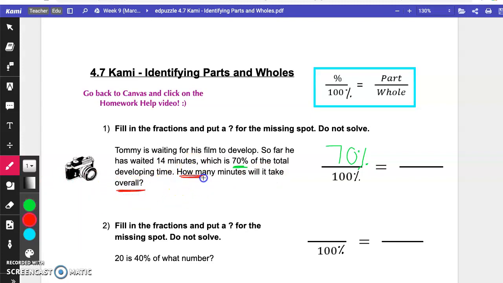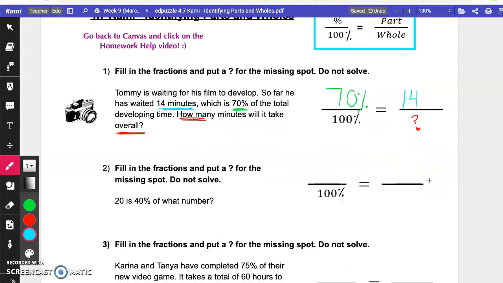How many overall? Overall kind of means total. That's like the whole amount of minutes. So it's seeming to me like we don't know how many overall. We do know that 70% of it is done. And so far, for part of the time, he has waited for 14 minutes. So I'm going to think we're talking about minutes here. These are 14 minutes out of we don't know how many minutes. Awesome, let's move on to the next one.